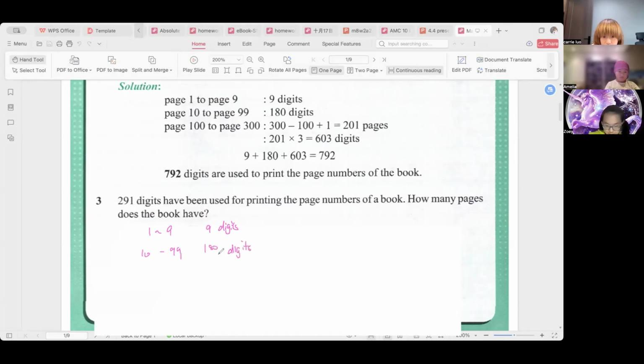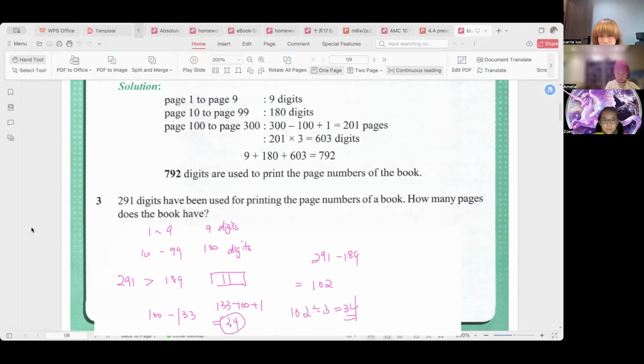Okay, Zoe. So because 291 is bigger than 189, it must have 3-digit pages. It must be 100 something, correct? Tell me what's next. Since the pages have to be multiplied by 3 to get the digits, I thought to do 291 minus 189 divided by 3. Okay, 291 minus 189 is 102. Then 102 divided by 3 is 34. Since 1 to 99 is already 99 pages, 99 plus 34 is 133 pages. So 133 minus 100 plus 1 equals 34 pages. That's why it is a book with 133 pages.